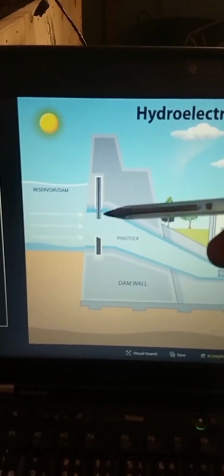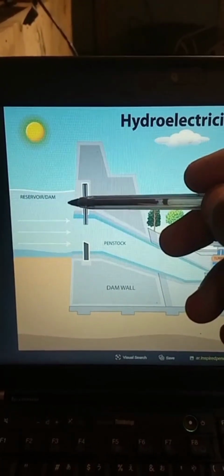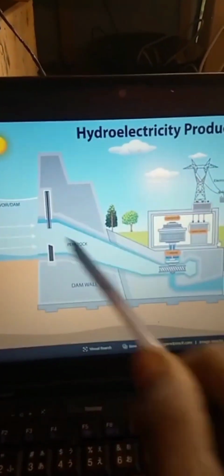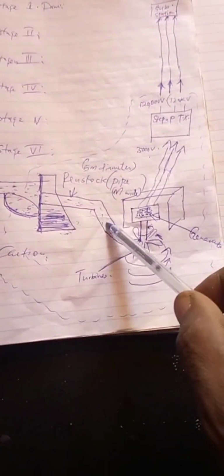When you have a dam, it will block this mass of water here and create a lot of pressure. So you can see this water here is directed using a very big pipe. As we said yesterday, this pipe is called a penstock.